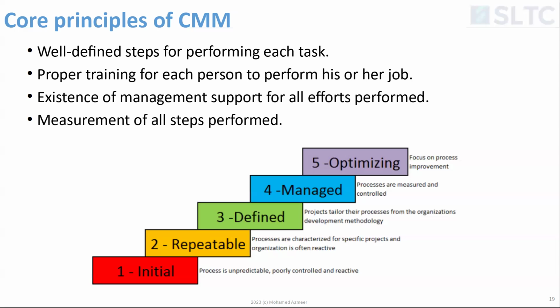Level 4 is also interesting, which is the managed level. Processes are measured and controlled. Now, in level 3, we are not measuring, whereas with level 4, we are also measuring. And the last one is optimizing. Focus on process improvement. So after you define and manage, you now look at, okay, how can we do this better? Right? That is optimizing. So these are the 5 levels, which are heavily used by many software development companies.